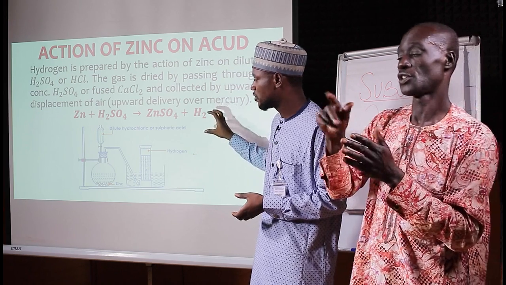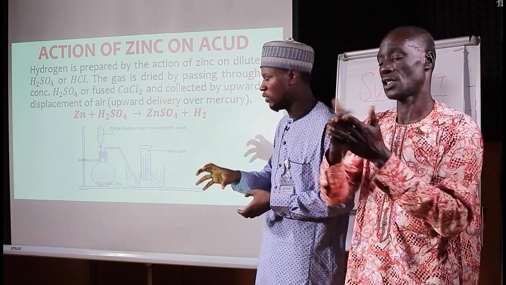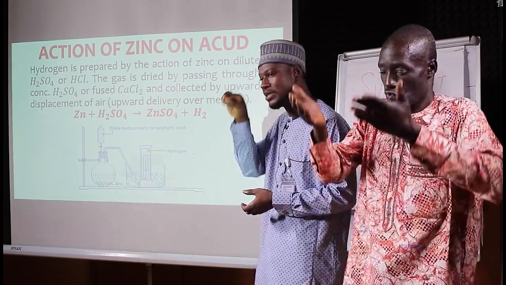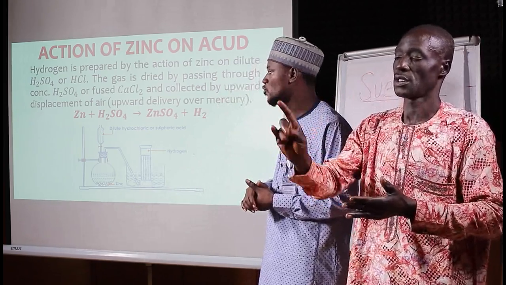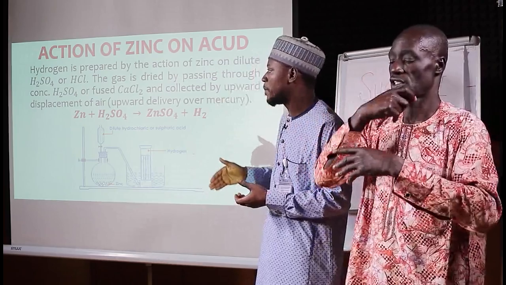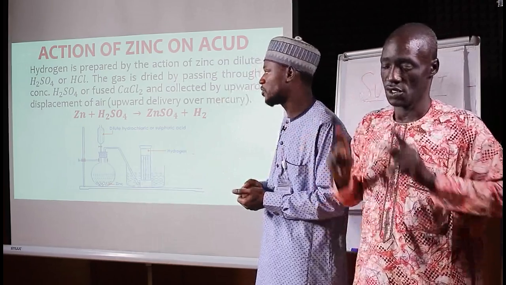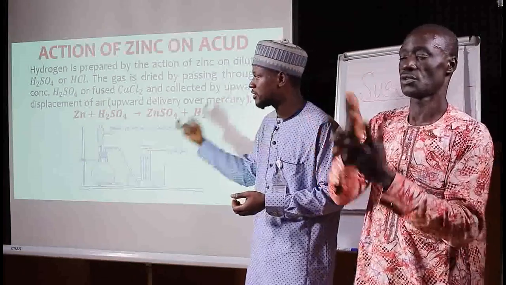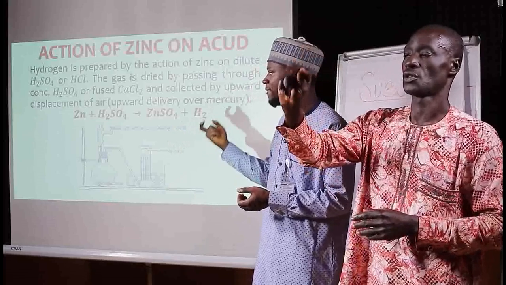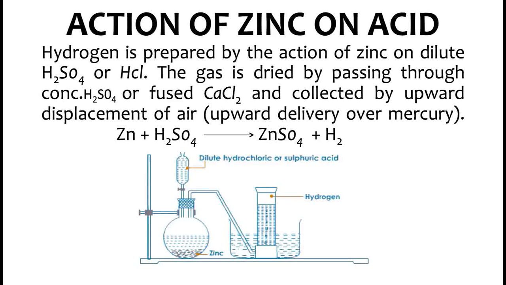Now the hydrogen produced by this process is called wet hydrogen because it contains water in it. So how do we dry it? To dry the gas that is being produced, we pass it through concentrated tetraoxosulphate(VI) acid or fused calcium chloride. And then when it is collected by upward displacement of air, the gas is said to be dry hydrogen gas.